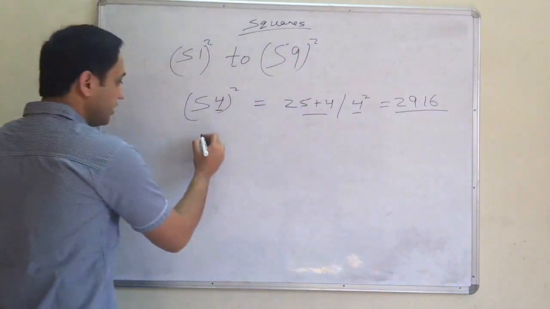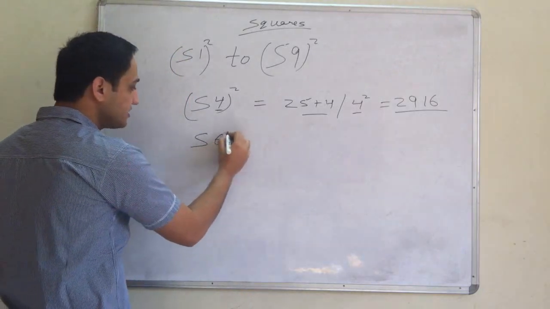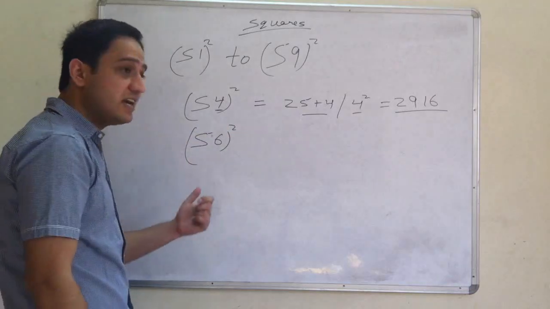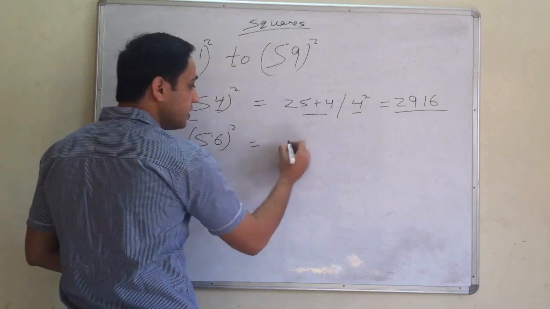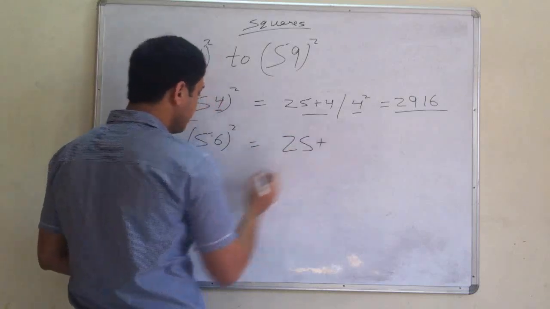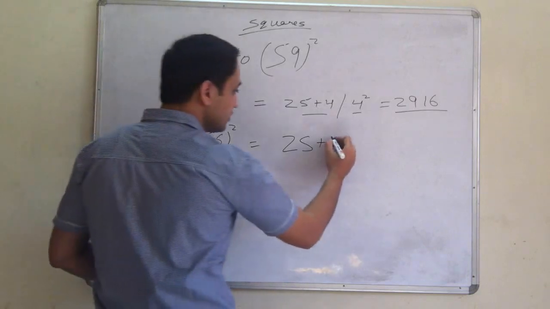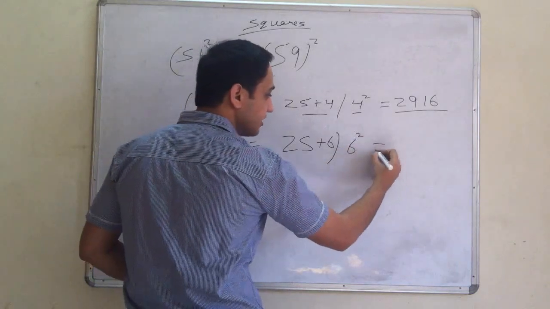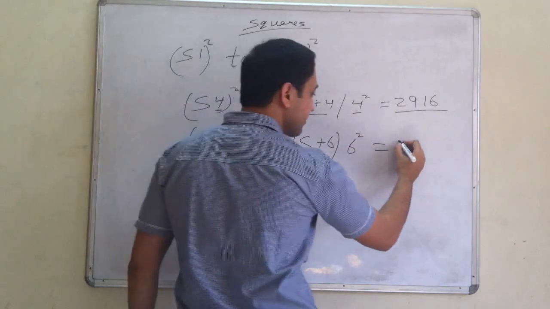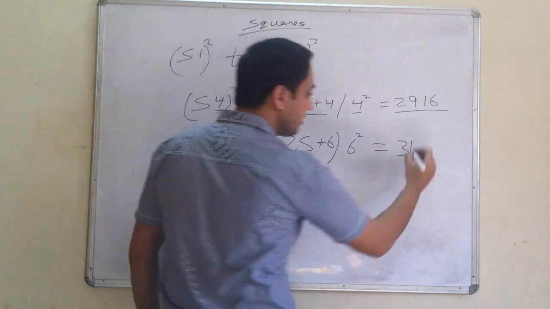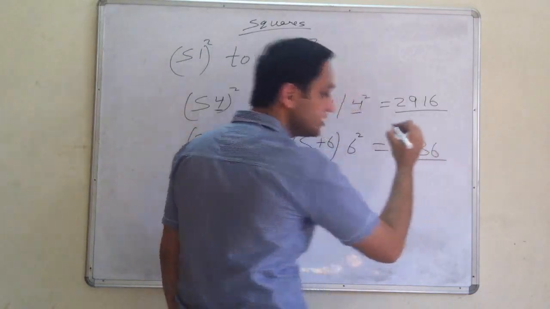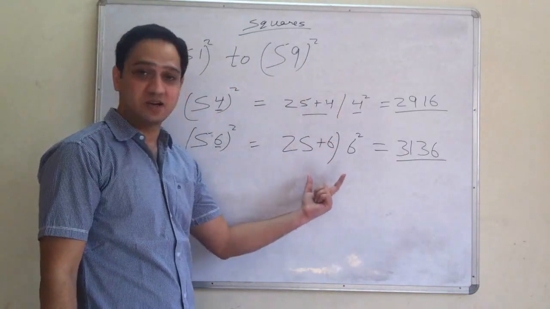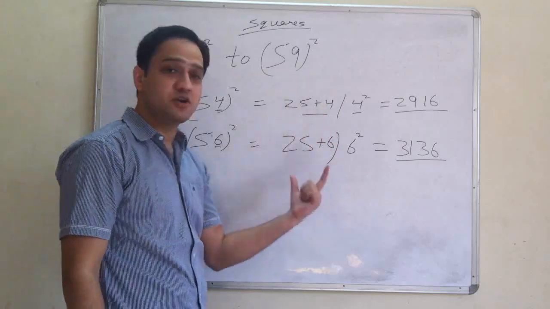So here, let's do the square of 56. 56 square. So for 50 square, I'll take 25 as a base, as you see. So the answer will be 25 plus the unit digit, which here is 6, and lastly 6 square. So 25 plus 6 is 31, and the square of 6 is 36. This is your answer. Now, if you know how we calculate this, you can do this calculation in your mind.